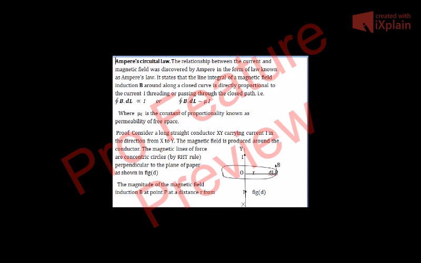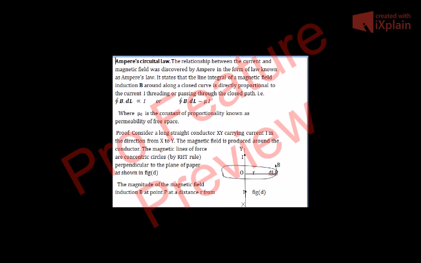This is the mathematical statement of Ampere's circuital law: the closed integral of B dot dl is equal to mu naught I. I forgot to write the subscript naught. So it is B dot dl equals mu naught I, where mu naught is the constant of proportionality, and this constant is known as the permeability of free space.